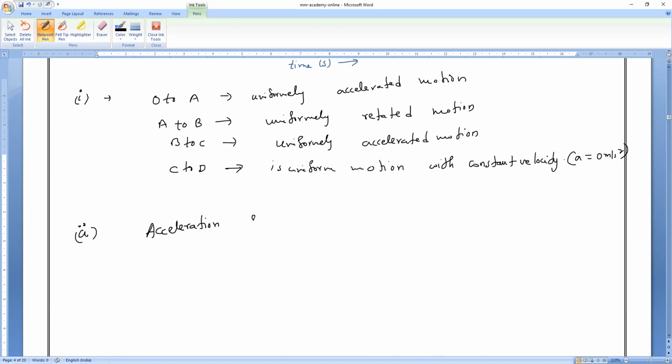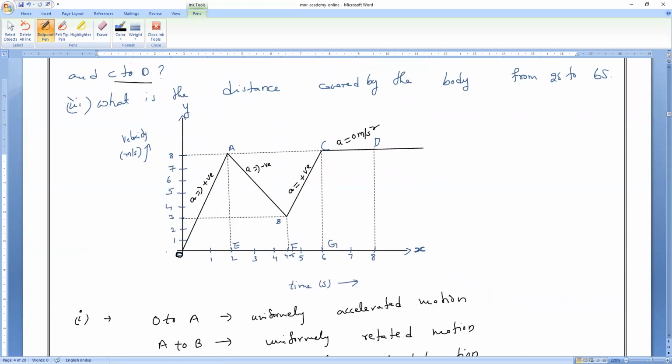Acceleration of the body from O to A. Tell me, O to A is given by what? Everybody, it is given by the slope of line OA. Yes or no, Mari? Will you accept it? Slope of line OA. Yes, sir. So what is the slope? I will try to highlight it with a highlighter.